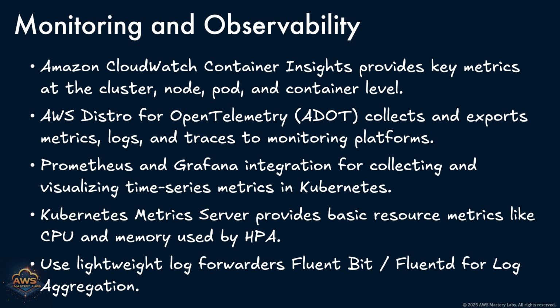For basic cluster telemetry, the Kubernetes Metrics Server provides real-time CPU and memory stats used by the horizontal pod autoscaler and the Kubernetes dashboard. It's lightweight but essential for reactive scaling. To handle log aggregation at scale, many teams deploy Fluent Bit or Fluentd. These tools collect logs from containers and nodes, enrich them with metadata, and forward them to backends like CloudWatch Logs, Elasticsearch, or Amazon S3.